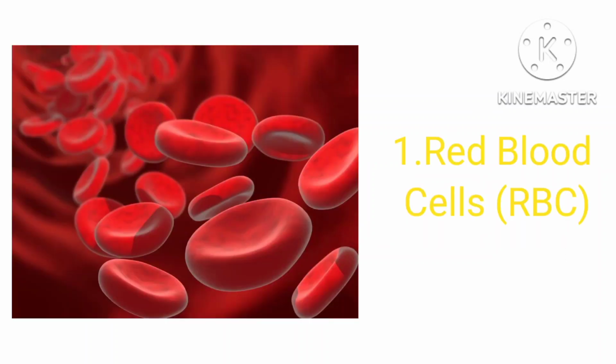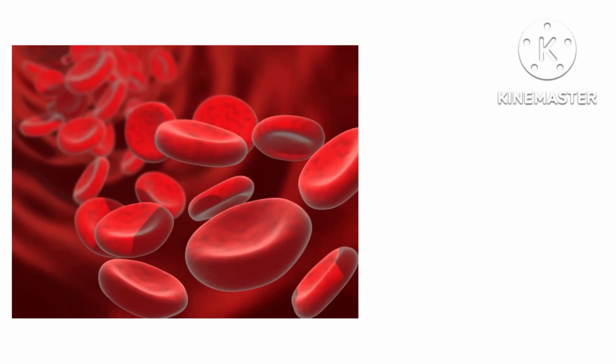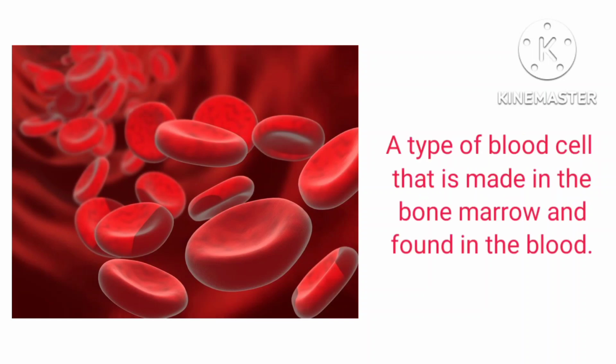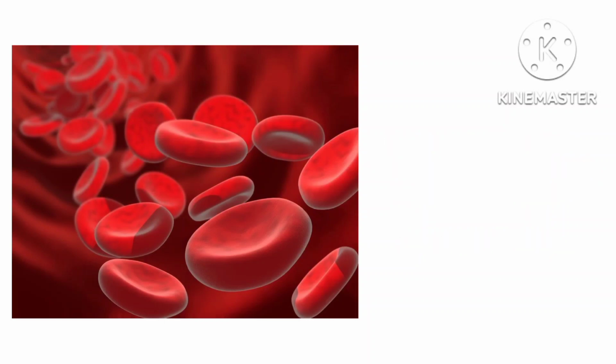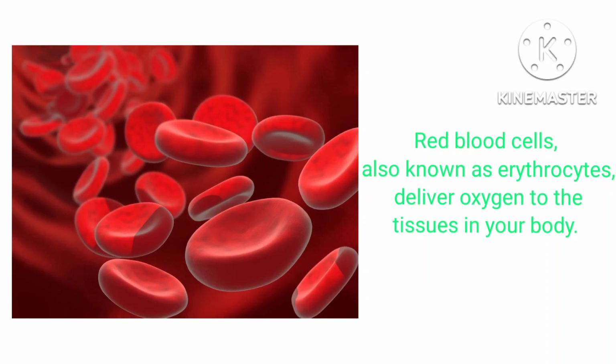Red blood cells, RBC. A type of blood cell that is made in the bone marrow and found in the blood. Red blood cells contain a protein called hemoglobin which carries oxygen from the lungs to all parts of the body. Red blood cells, also known as erythrocytes, deliver oxygen to the tissues in our body.